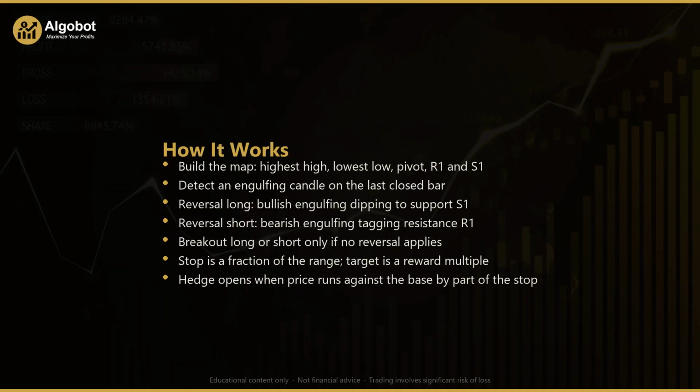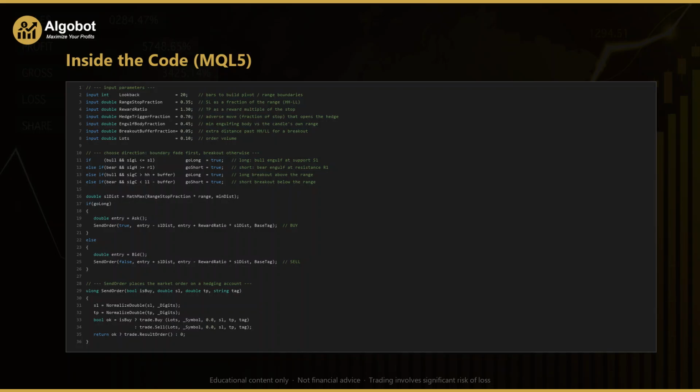Finally, the hedging layer runs on every tick. If price moves against a base position by a set fraction of its own stop distance, by default 70%, the strategy opens one opposite position so the adverse move is captured rather than simply absorbed. When the base recovers back to its opening price, the hedge is closed. And if the base itself closes at its stop or target, any leftover hedge is closed as well, keeping the book tight. Let's read through the actual MetaTrader code.